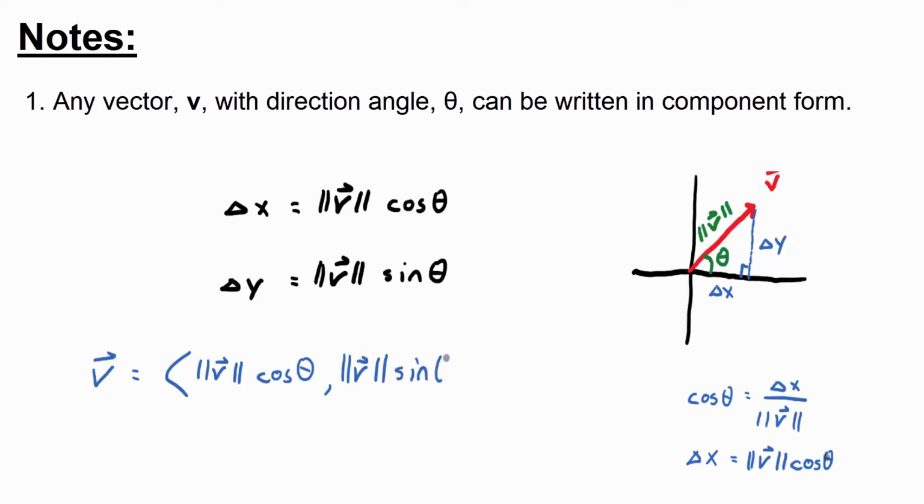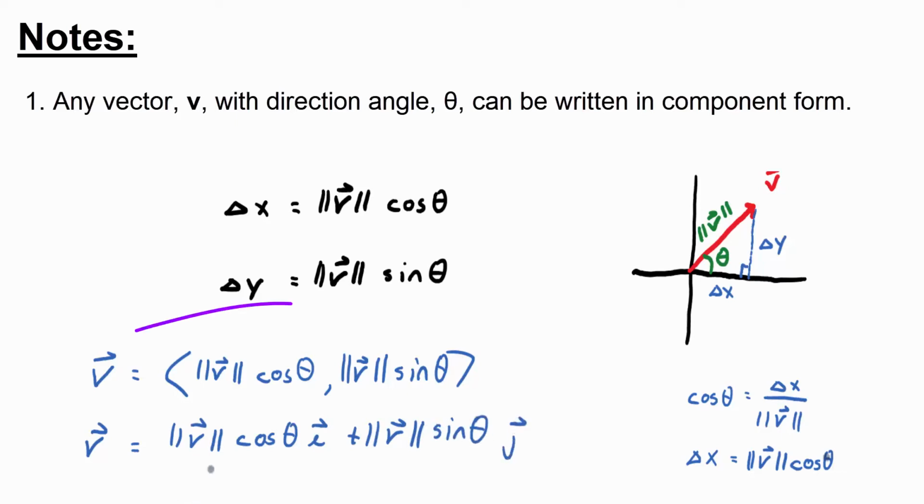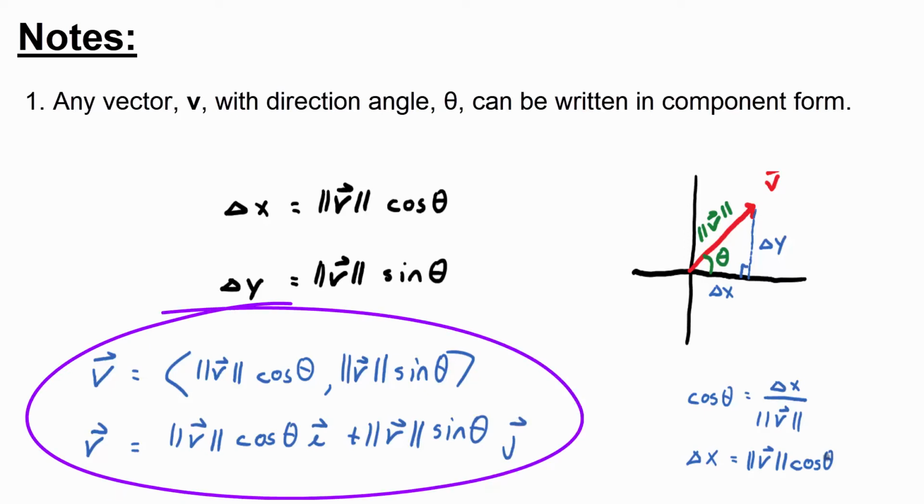sine theta. What would it look like in ij form? Magnitude v cosine theta times the vector 1, 0, which is i, plus magnitude v sine theta times j. These both represent the same thing in different forms.